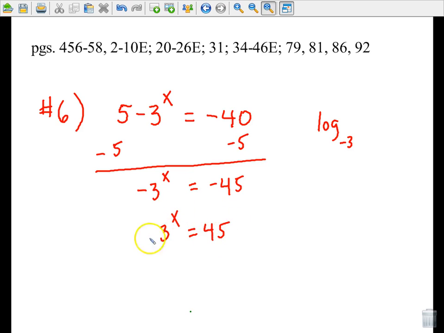So now you're ready to go. I just gave you some help getting you to a point where you can now change it to a log equation and use your change of base formula. So let me know if I can help you. We'll check them out tomorrow.